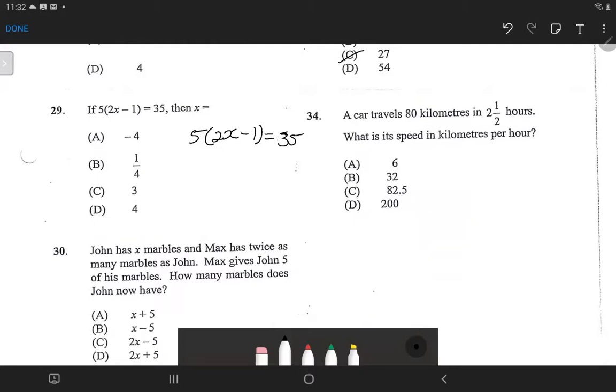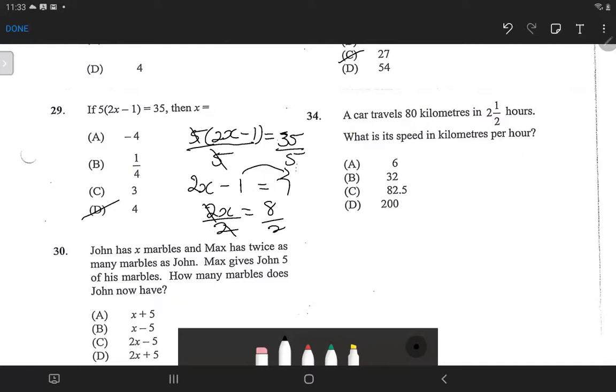First thing we could do is either distribute or divide both sides by 5, so that this will cancel. It'll leave you with 2x minus 1 is equal to 7. Add 1 to both sides, you get 2x is equal to 8. Finally divide by 2, give you x is exactly equal to 4.